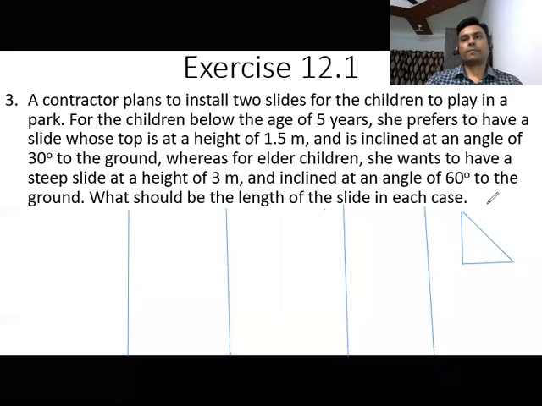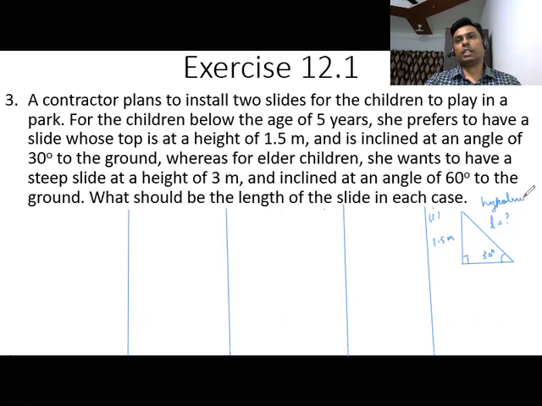So this is the first case. So this height is given to us. How much is it? 1.5 meter. This angle also is given to us, 30 degrees. You are expected to find the length of the slide. So it's a right angle triangle. Length of the slide is the hypotenuse. So you need to find the hypotenuse.